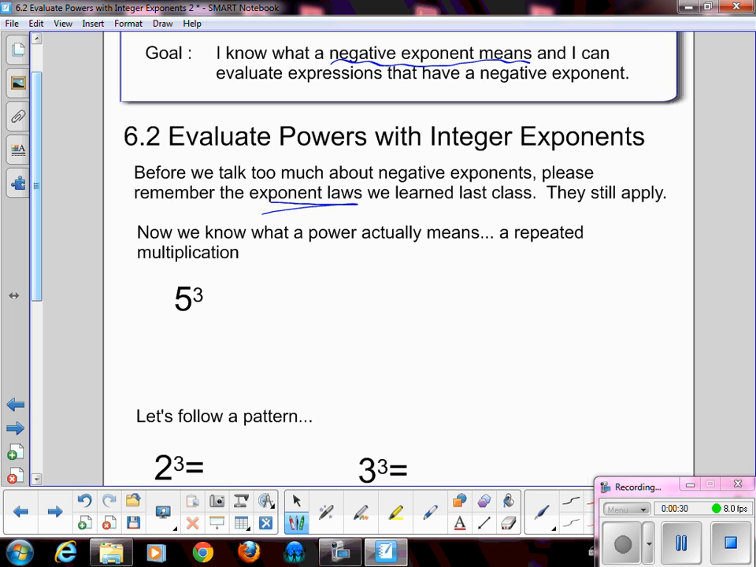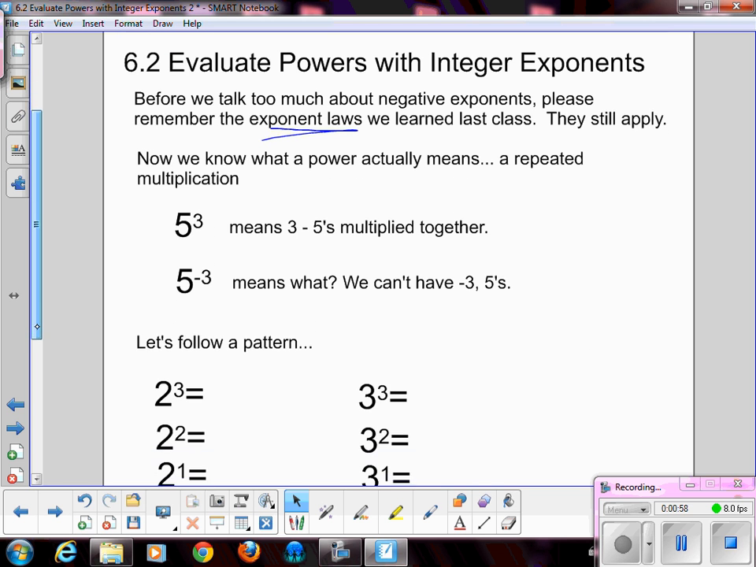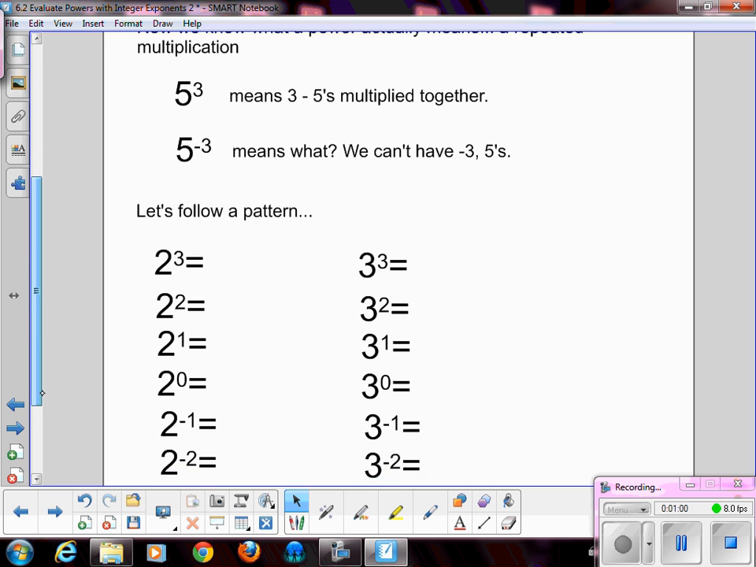Okay, now we know what a power actually means, a repeated multiplication. So 5 cubed, we know that means 3 5s multiplied together. Okay, but then what happens if I have 5 to the negative 3? What does that mean? Can we have negative 3 5s? Like, how do you have negative 3 5s? It doesn't make kind of sense if we look at it as repeated multiplication. So let's look at a pattern, because the pattern might help us.